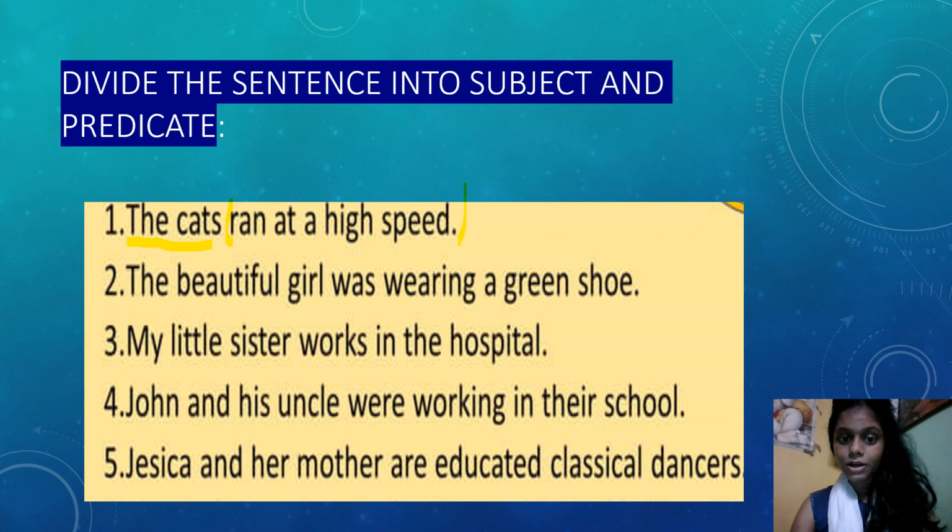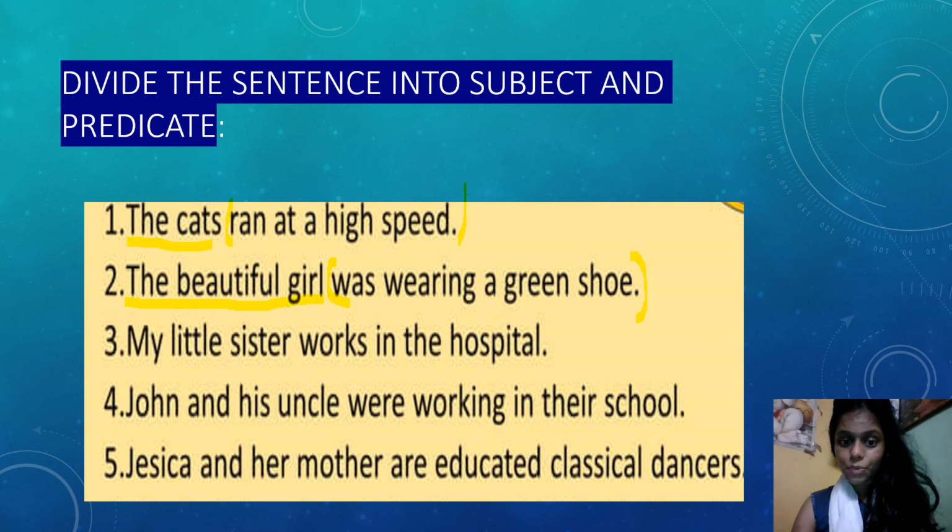"The beautiful girl was wearing green shoes." So first you tell me, where is the subject? To whom are we talking about? The girl. And how is the girl? The beautiful. So "the beautiful" goes with the girl. Till here it is your subject, and the remaining part will be your predicate. "Was wearing green shoes." Was, okay. Wearing is your action word, which goes with your helping verb, was. So "was wearing green shoes" is your predicate.